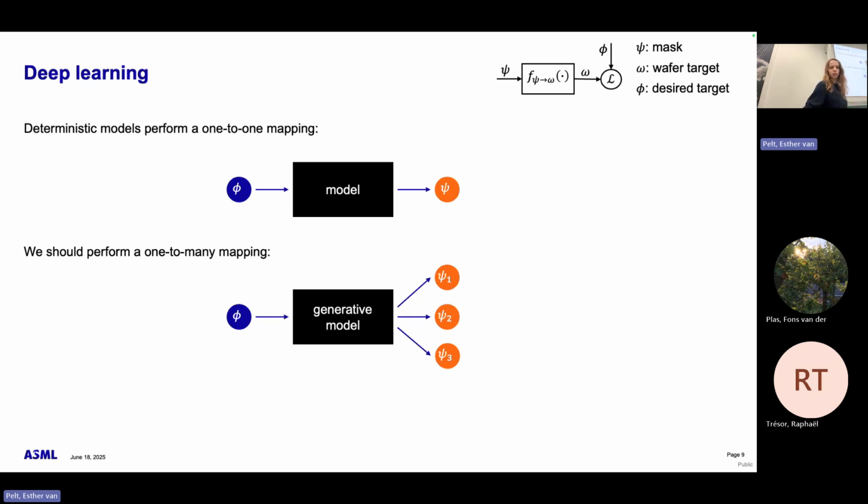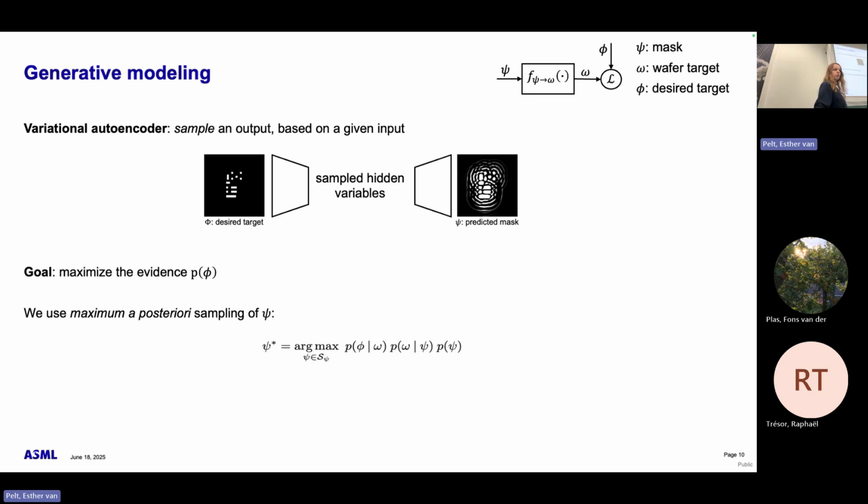the possible options. So we moved on to generative modeling, and the backbone of the model was a variational autoencoder where you need to sample one of the masks. And our goal for the optimization problem was to maximize the evidence of P5, so to maximize the likelihood that we indeed get our desired target. And to do that, we used sampling of one of the masks.